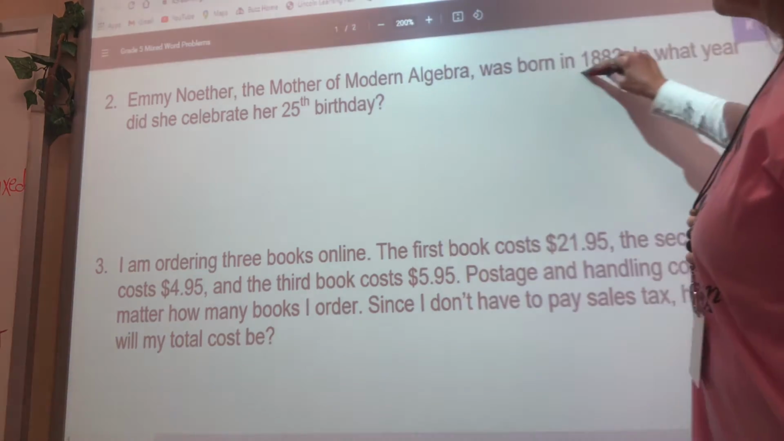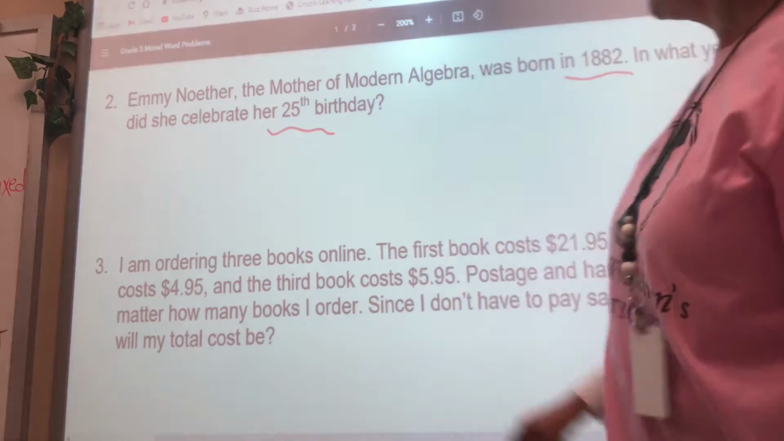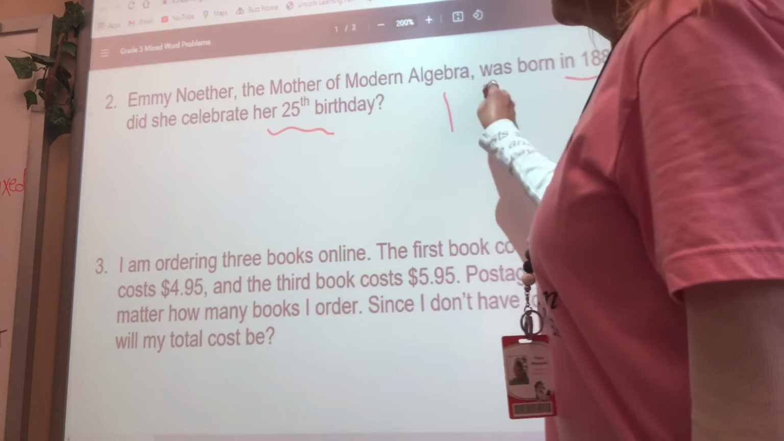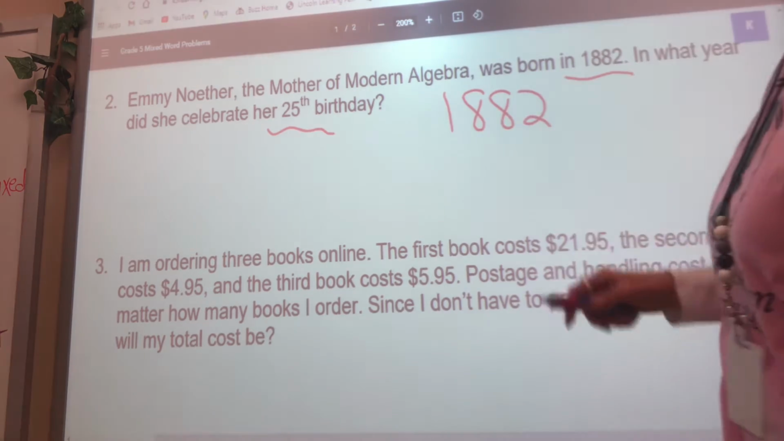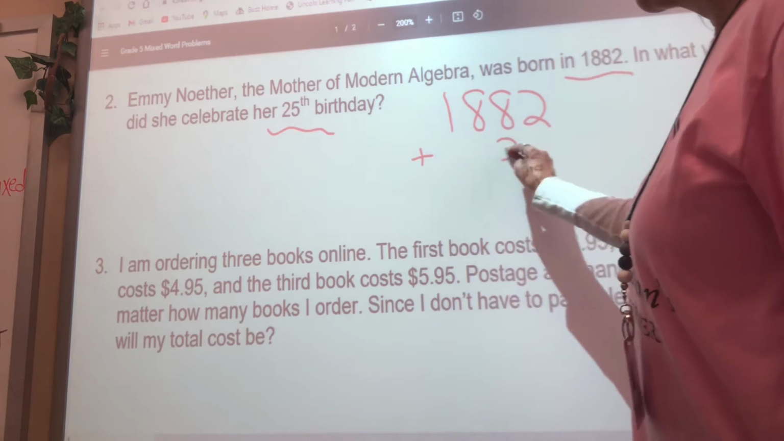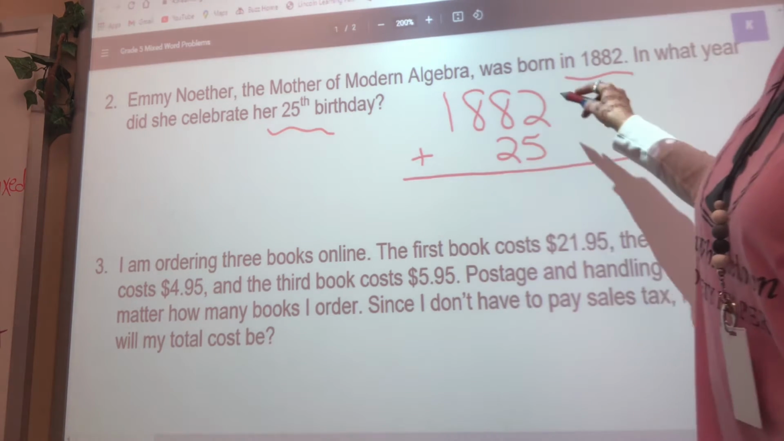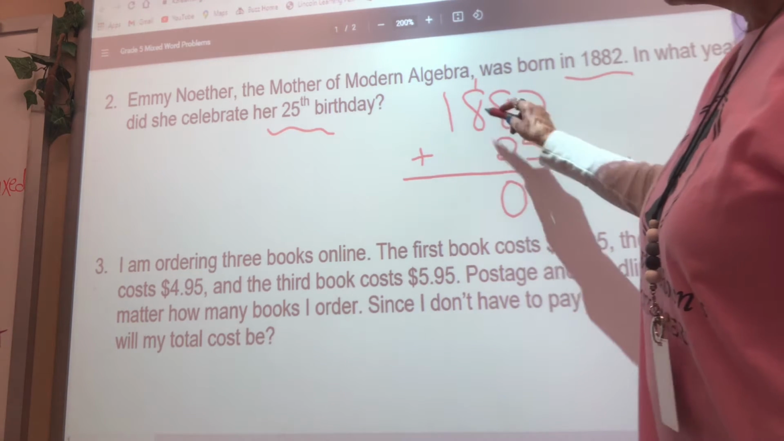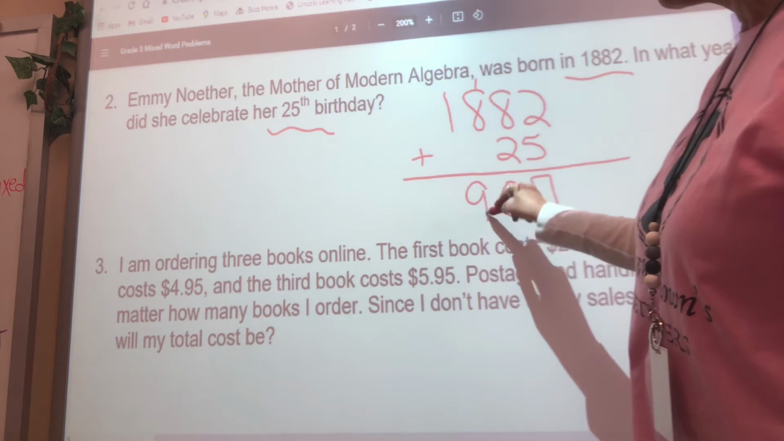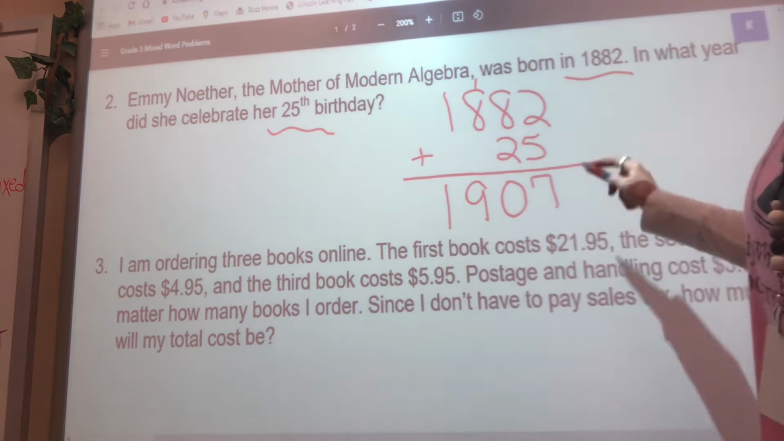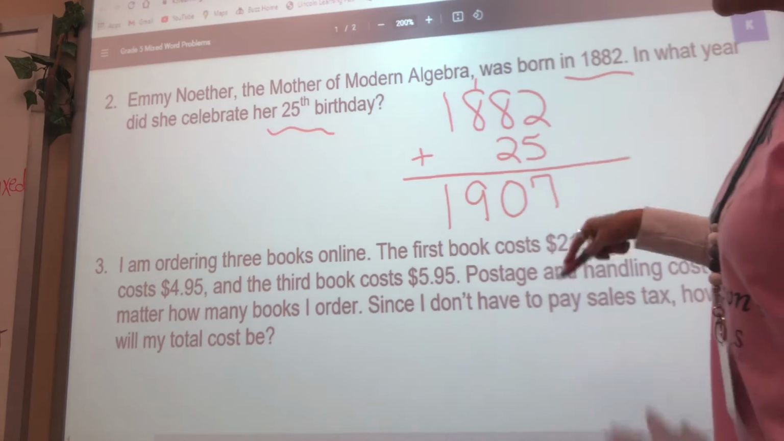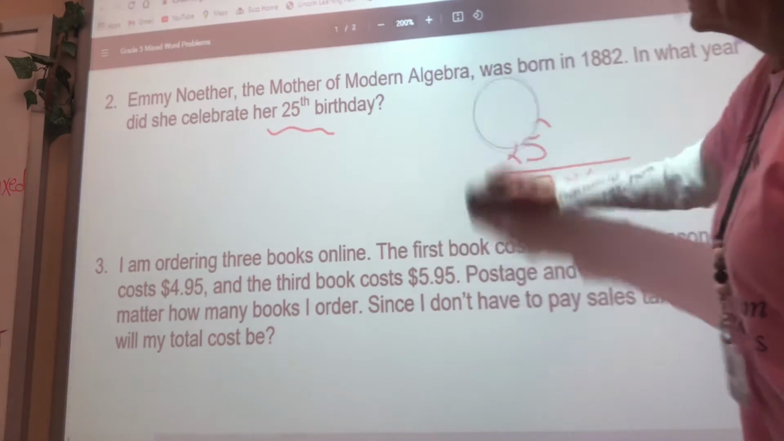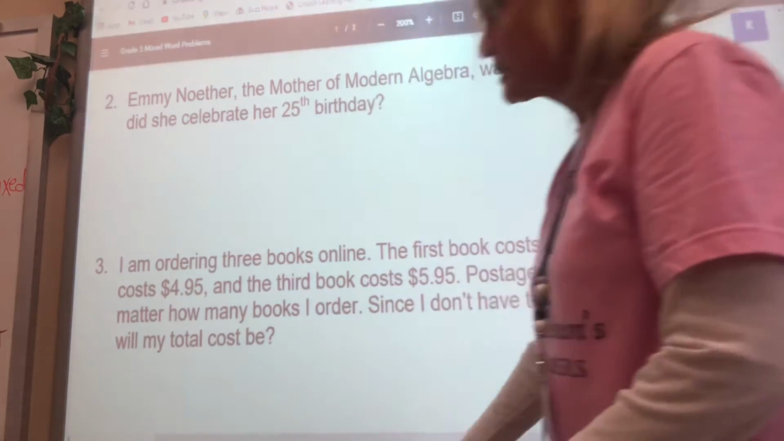All right, we've got born in 1882. What year did she celebrate her 25th birthday? So yeah, we had it in the right order. 1882, plus the 25 years that passed. So 2 plus 5 is 7. 8 plus 2 is 10, carry the 1. 8 plus nothing is 8, plus the 1 we carried is 9, and 1 plus nothing is 1. So she celebrated her 25th birthday in 1907. First I thought they were trying to trick us with something, but they really weren't.